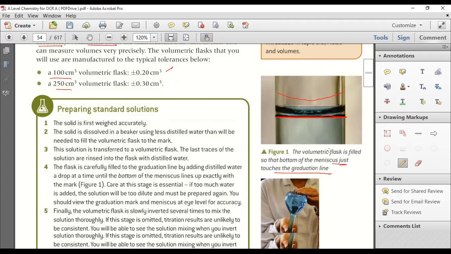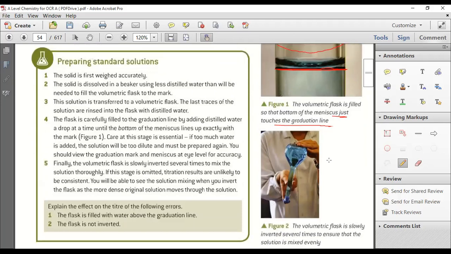Clear? Okay. Now we will see how we are going to prepare a solution. First of all, a solid is weighed accurately. Solution means some solute and solvent. So first of all, we take any solid of which we are making a solution. We need to weigh the particular solid very precisely, or very accurately. Now, the solid is dissolved in a beaker using a little distilled water, and then we will need to fill the volumetric flask to the mark.